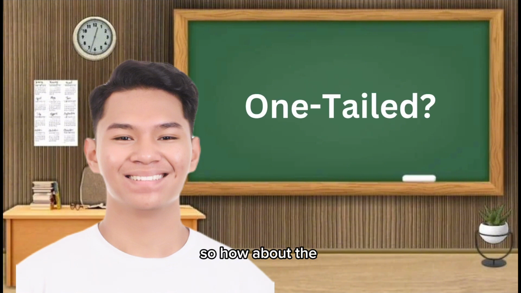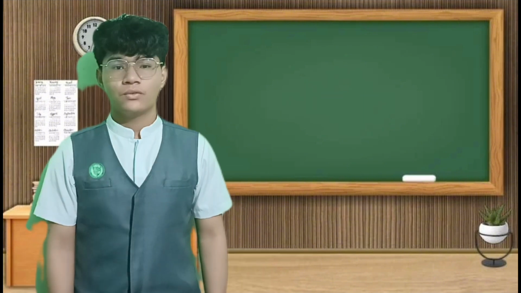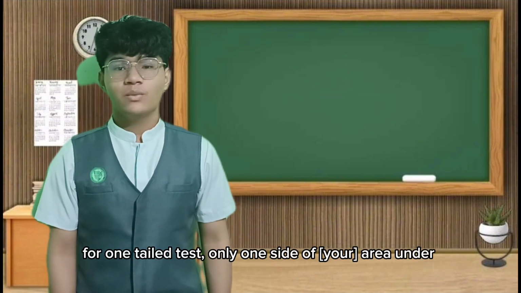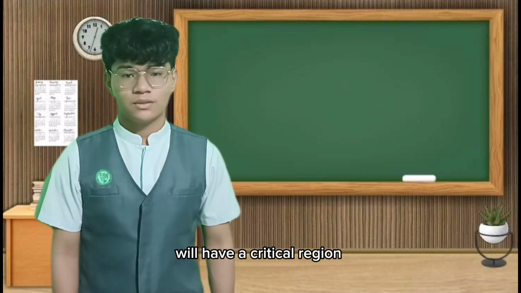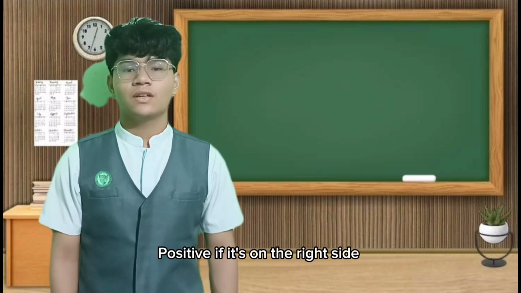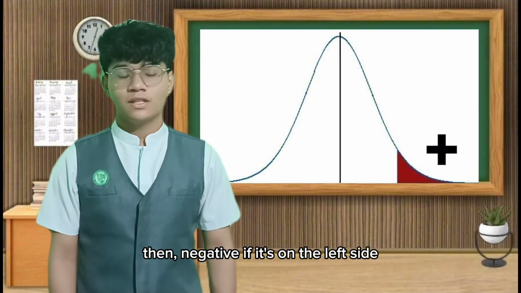So, how about the one-tail test? In a one-tail test, only one side of the area under the normal curve will have a critical region. If positive, it's on the right side. If negative, it's on the left side.